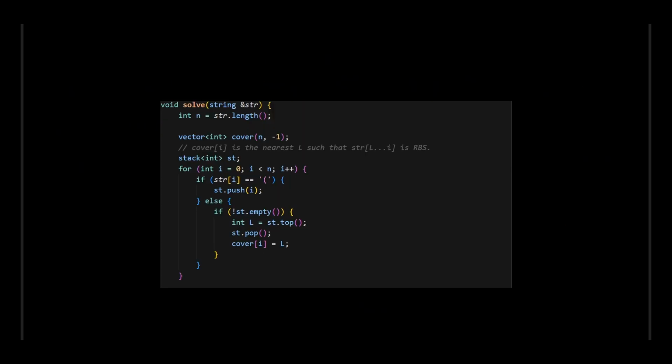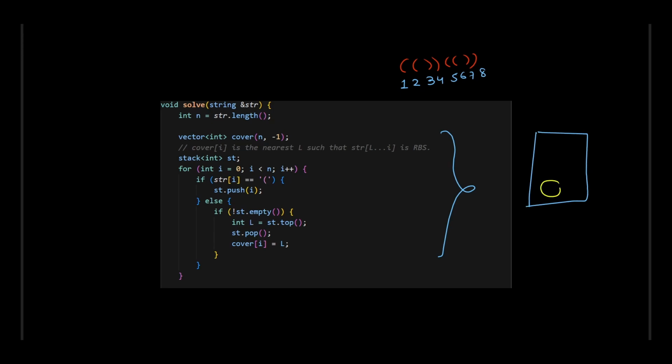So let's look at the implementation for this. First of all, we want to find out the cover for each of the closing brackets in this string. So we iterate the string, and suppose this is your string. Then let me show you an example code walkthrough. So if the index is 1, 2, 3, 4, 5, 6, 7, and 8, then as soon as you encounter an opening bracket, you push it onto the stack. So you have pushed 1 onto the stack because 1 is an opening bracket. Then you have pushed 2 onto the stack because 2 is an opening bracket.